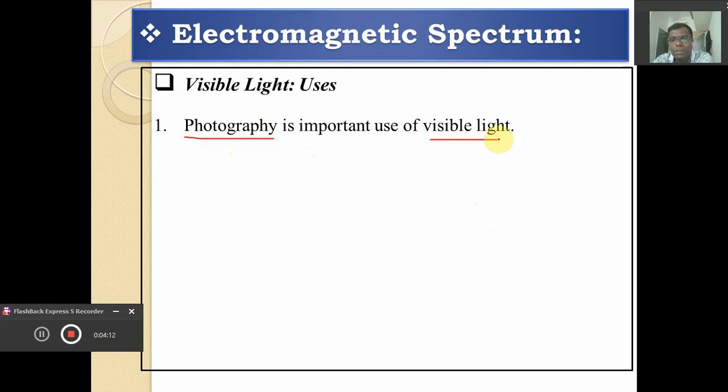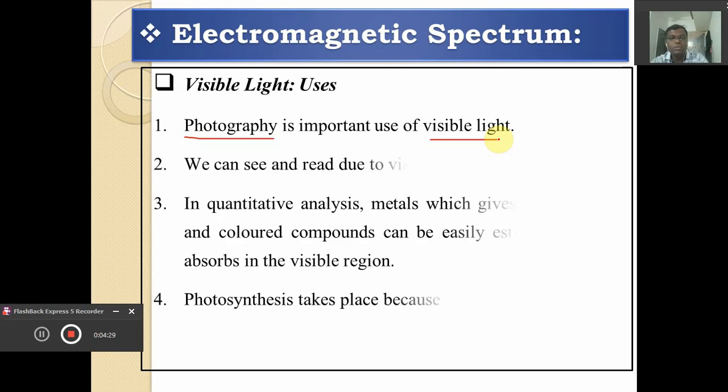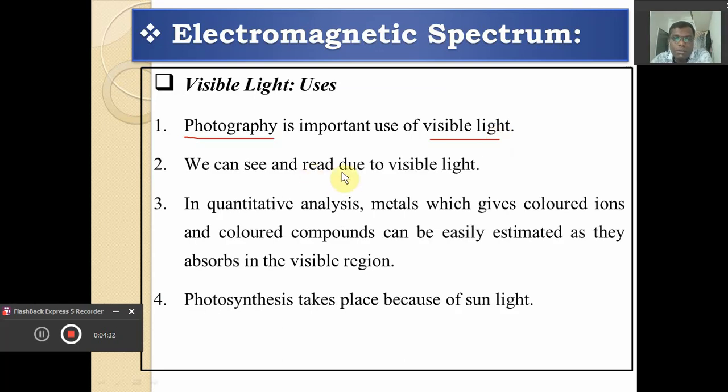Just think, if this light did not exist, what would be the condition of photography? Definitely photography would not be possible without this light. So this light is very important, not only for photography but for other uses also. Dear friends, another use of visible light or visible radiation, as I already told you, is that we are able to see and able to read everything only because of this light that we call visible light. It shows how important it is.